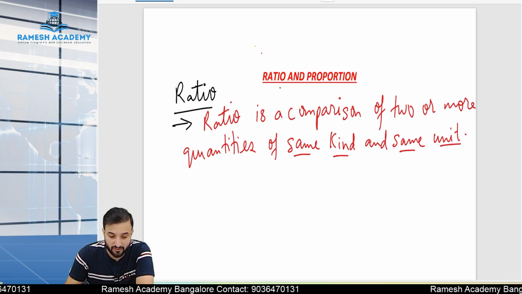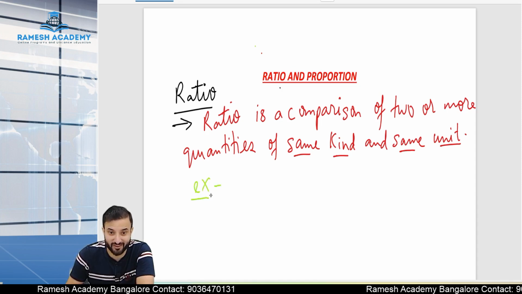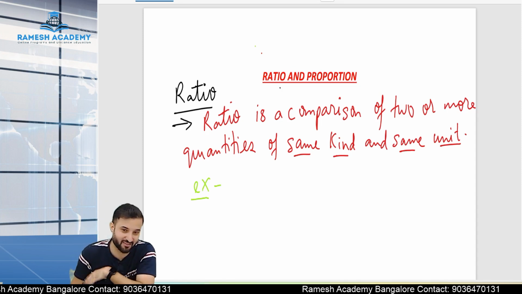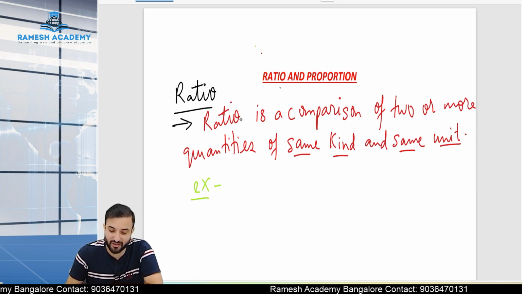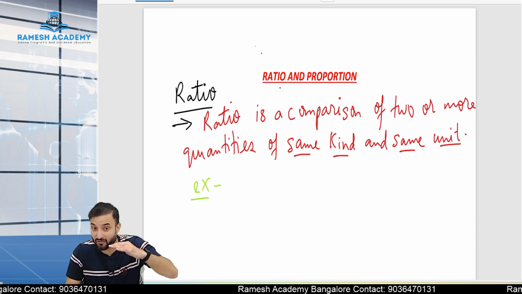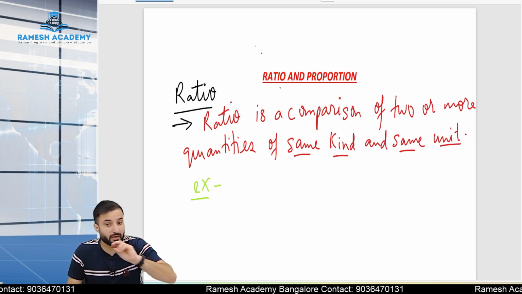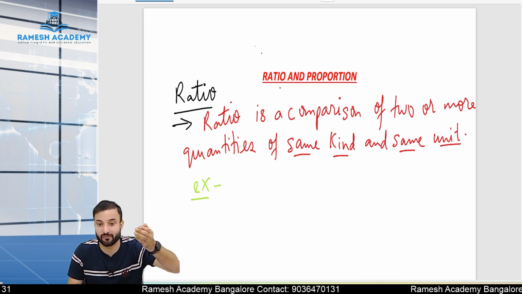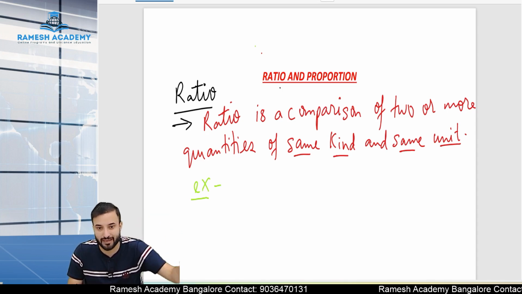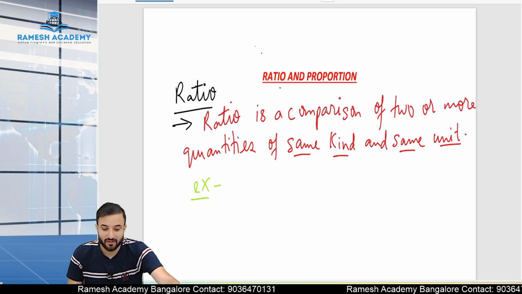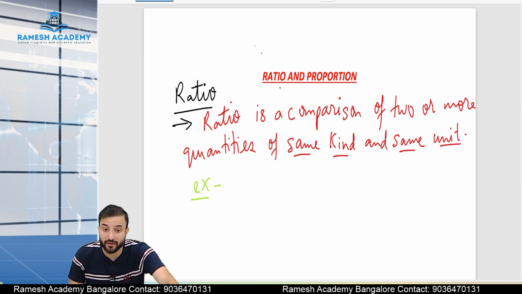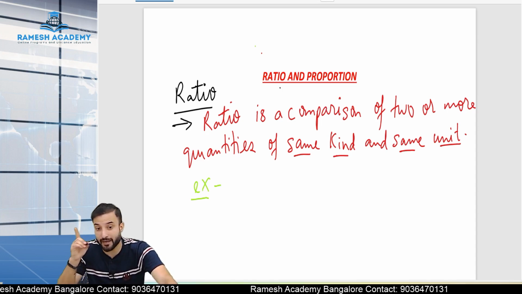Okay, so let's take an example over here. This is an example, not your x. In the morning, sir, we were taking x. So what is a ratio? Ratio is a comparison of two. Remember, it is not only two, it is two or more quantities, maybe 3, 4, like that, who knows. So ratio is a comparison of two or more quantities of the same kind and the same unit.